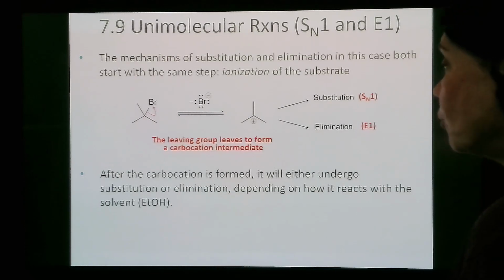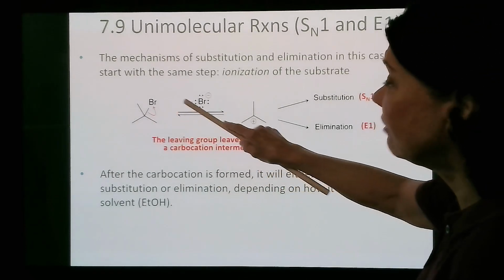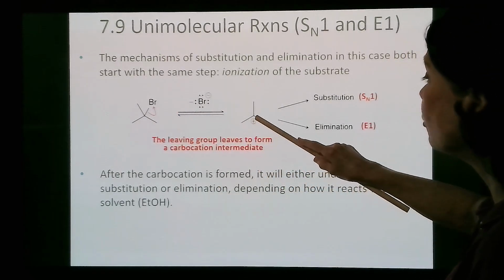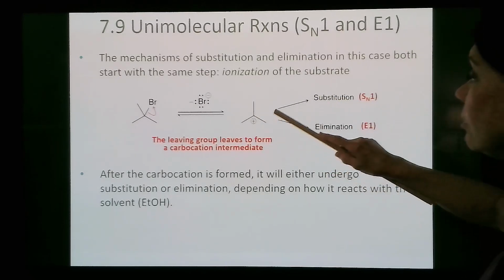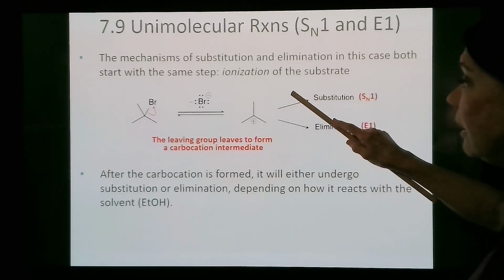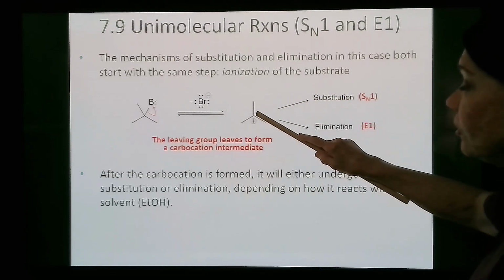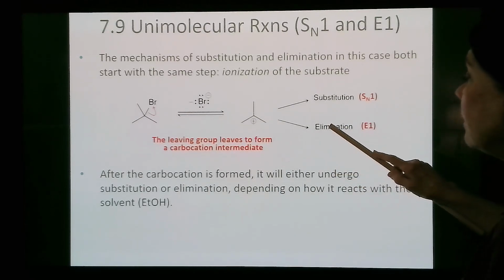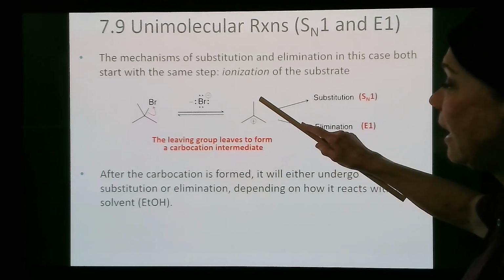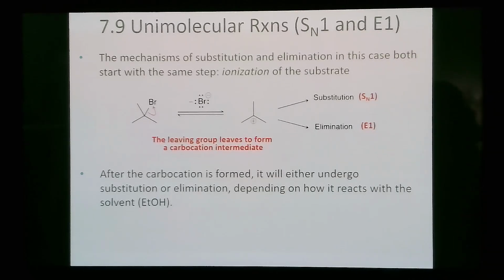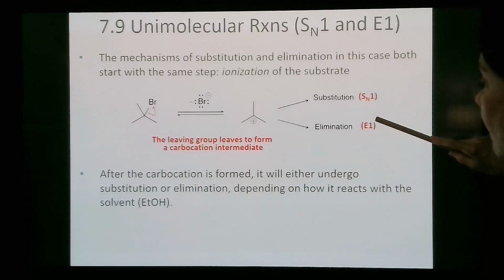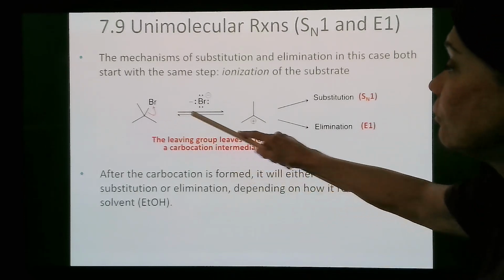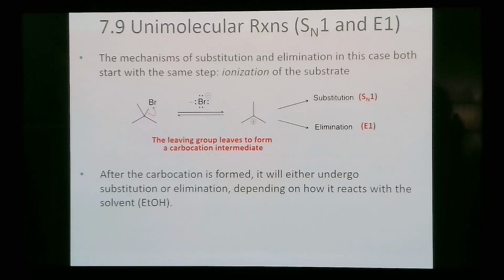So here's the mechanism drawn out. The first step is loss of bromide to form the carbocation intermediate. The carbocation intermediate can then go on to substitution if the oxygen of the ethanol attacks here, or it can go to elimination if the ethanol abstracts a proton. So you can see that the SN1 and the E1 reactions have the first step in common, just as you saw on that little review video that I made for you.